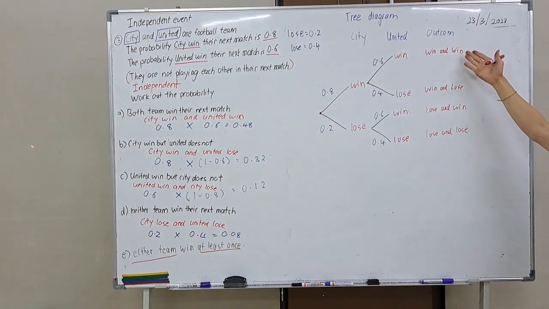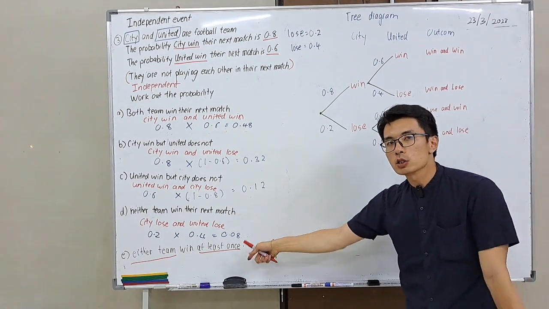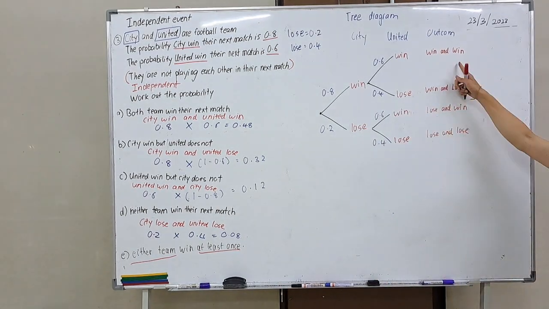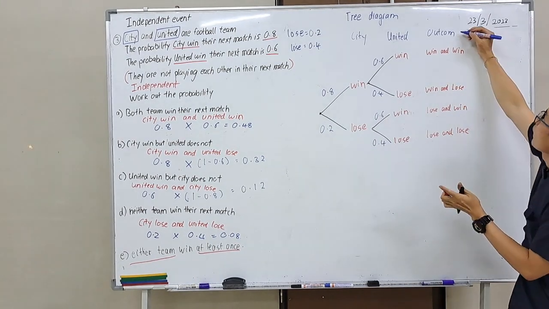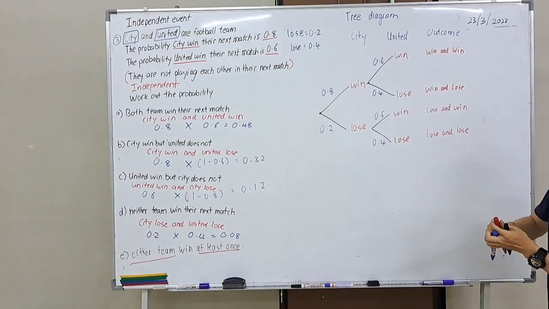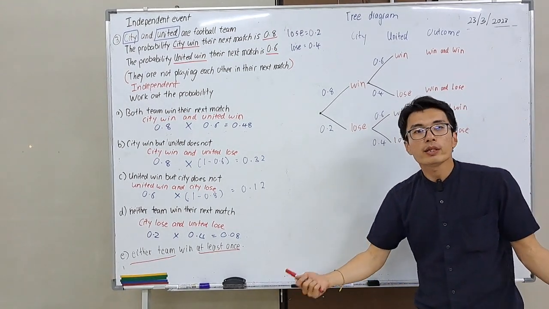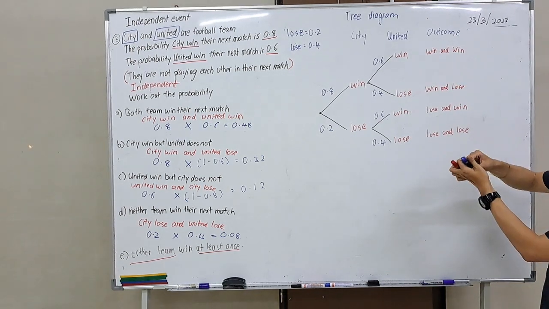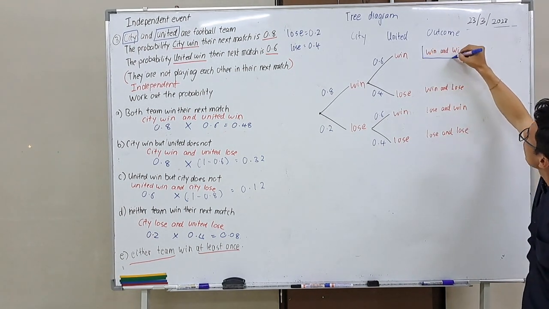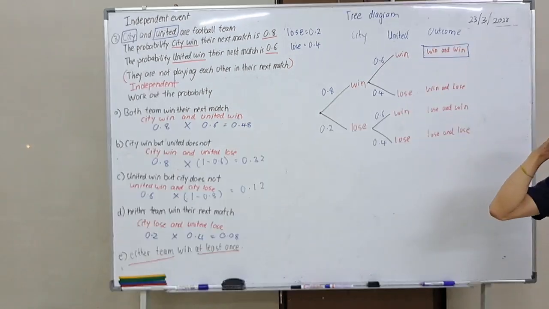So let's look at our outcomes over here. Which one do you think satisfies this condition? Let's look at the first option. We notice that both of the teams win, City wins and also United wins. The question is either team wins at least once, so they win at least once. We are going to include this probability over here.